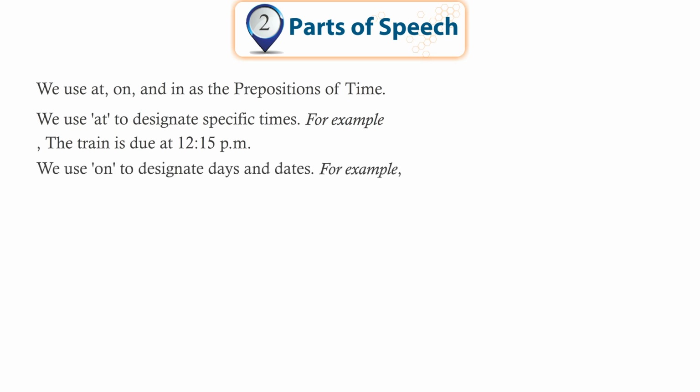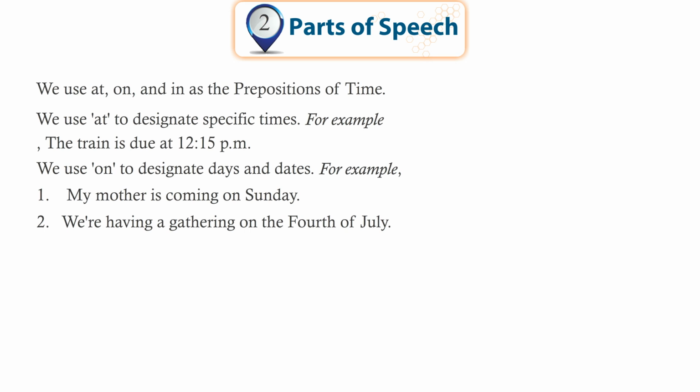We use on to designate days and dates. For example, my mother is coming on Sunday. We are having a gathering on the 4th of July.